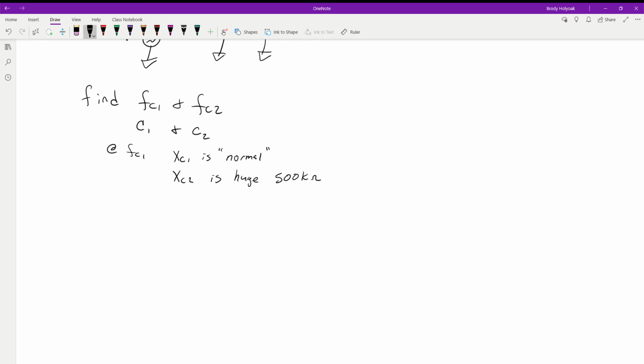Values a lot larger. So this is kind of where we get into the assumptions that we make. If things are 10 times larger or 10 times smaller, we can effectively ignore them, treating them as an open and a short, respectively. So that's kind of the one rule of thumb: at their XC1, so at a low frequency, this capacitor 1 is going to be kind of a normal value. XC2 is going to be huge and gigantic.